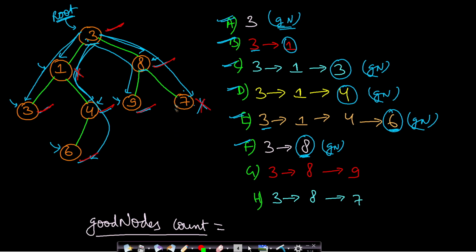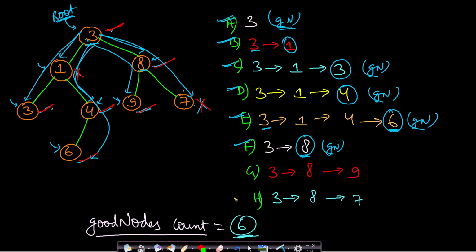So the total count of good nodes is 1, 2, 3, 4, 5, 6. So 6 good nodes are present, right? So this will be our result. This is the entire problem which we want to solve. We want to find the number of good nodes in a given binary tree. Okay, I hope you understood this.